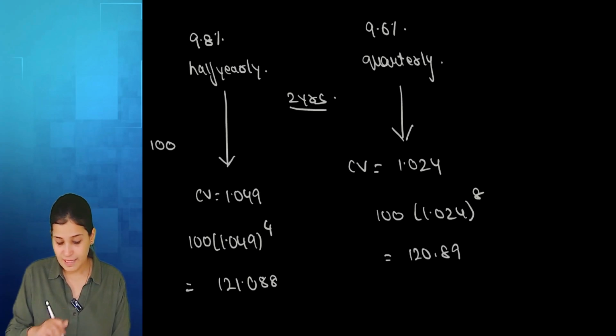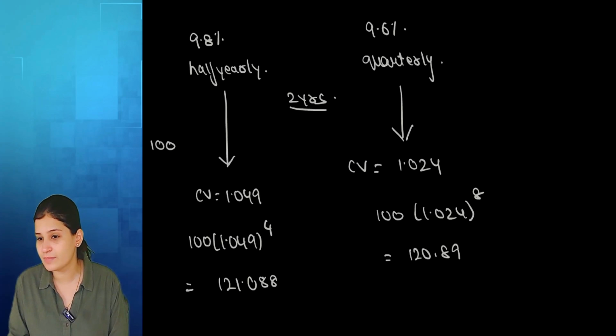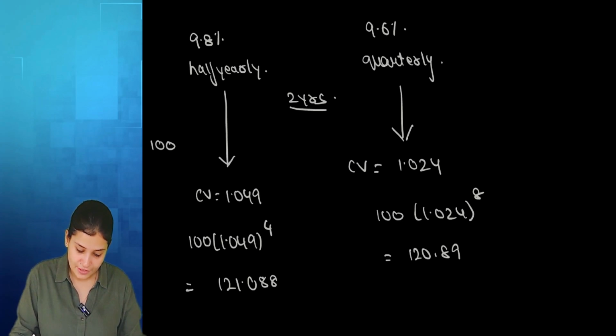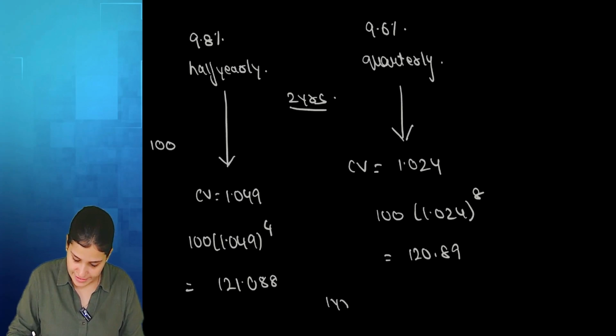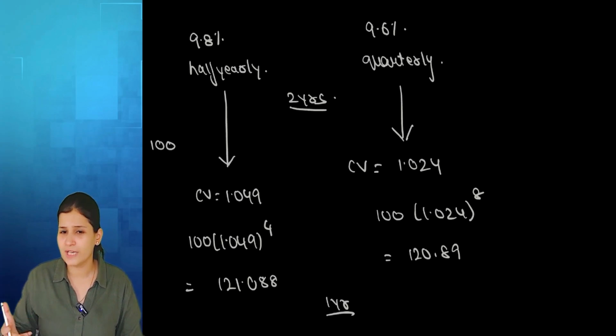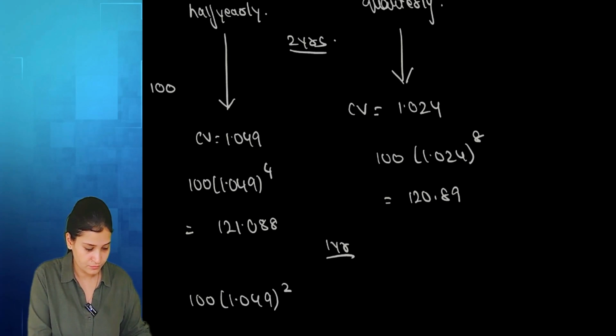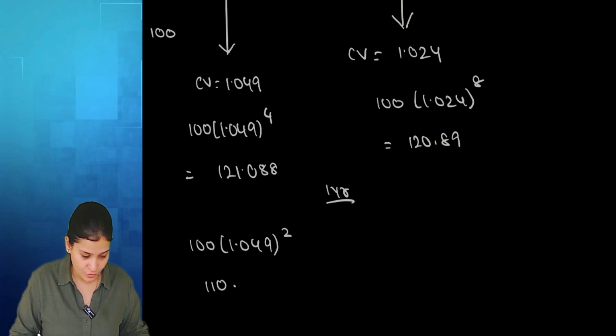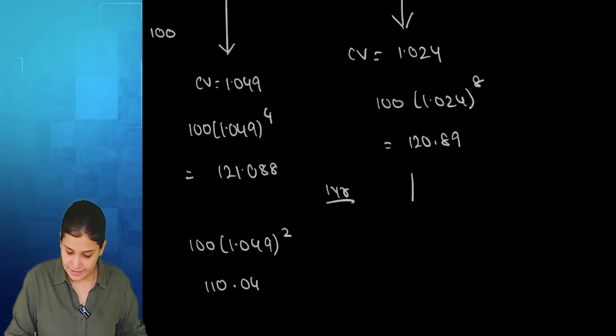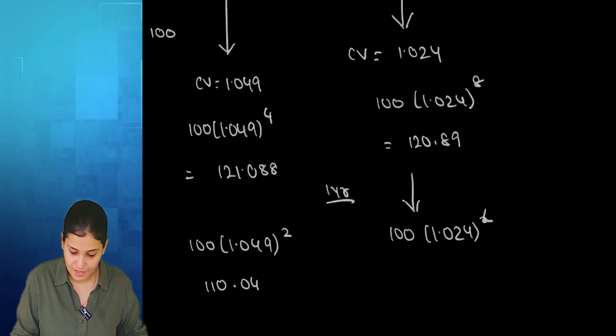120.89. So automatically 9.8% half yearly gives me more rate. Yes or no? Yes, ma'am. If you understand, instead of 2 years, if I would have only taken 1 year. In that case, this will be 100 into 1.049 to the power 2. Amount will be 110.04. And in this case, it will be 100 into 1.024 to the power 4, 1 year.